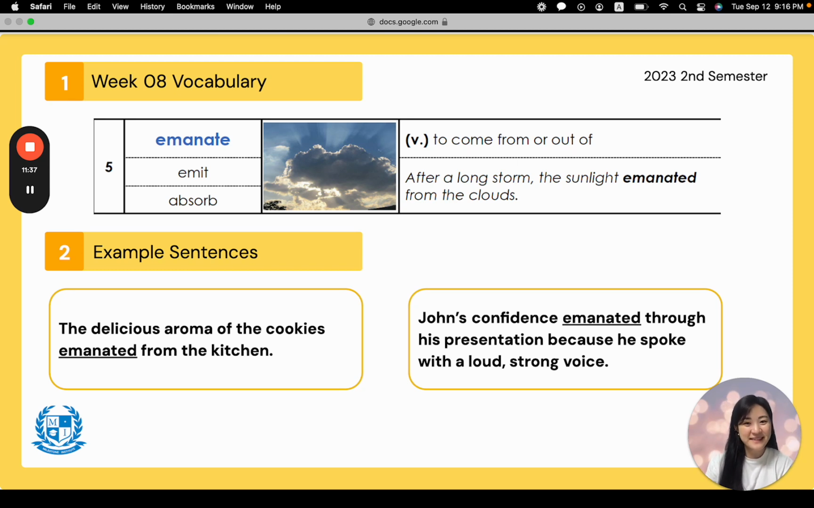Good job. Next one, it says John's confidence emanated through his presentation because he spoke with a loud, strong voice. So here we know that John was very confident. He's like, I can do very well on this speech because he spoke in a loud, strong voice. Which I hope you guys are also doing for your speeches for TED and your speech class. Be confident. Let it emanate through. Let it show through.